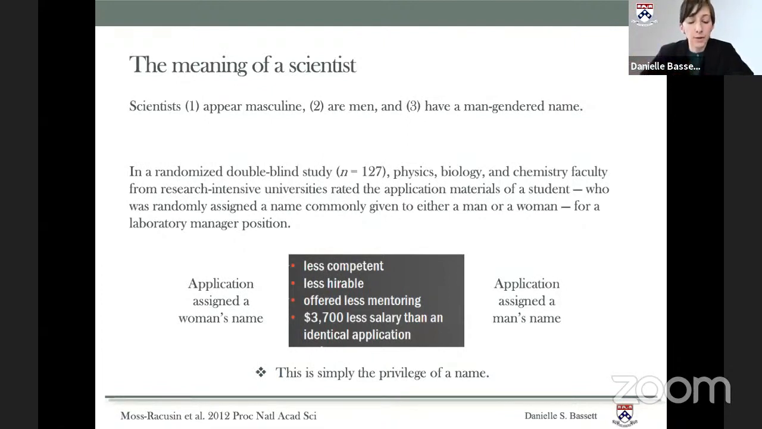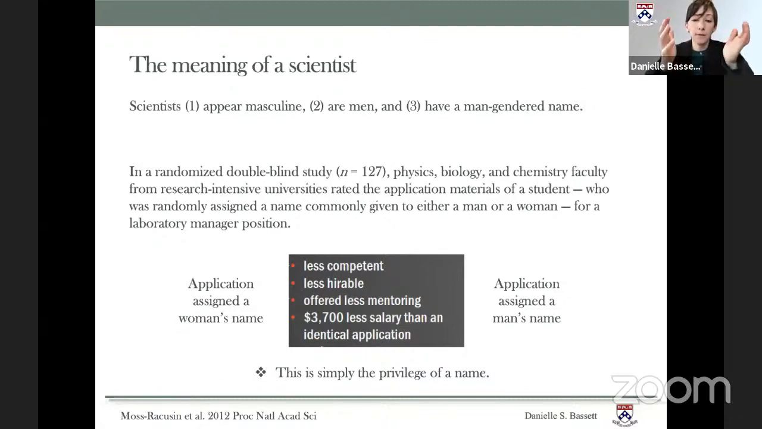And this paper was written by Corin Moss-Rakusin, who does some wonderful work in the area. It was published in the Proceedings of the National Academy of Sciences in 2012. They used a randomized double-blind study of 127 faculty in physics, biology, and chemistry at research-intensive universities. Each of those faculty were handed the application materials of a student who was randomly assigned a name commonly given to a man or to a woman for a laboratory manager position.